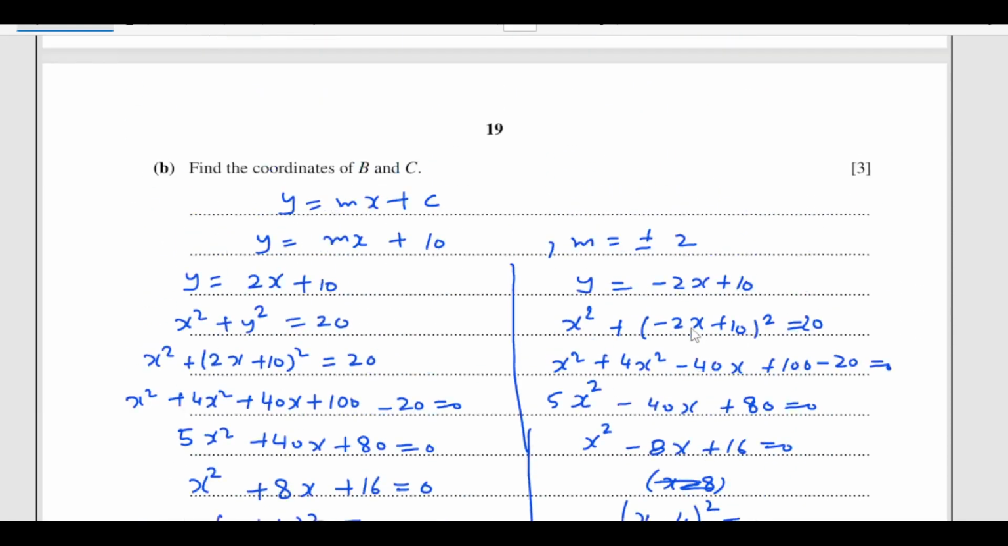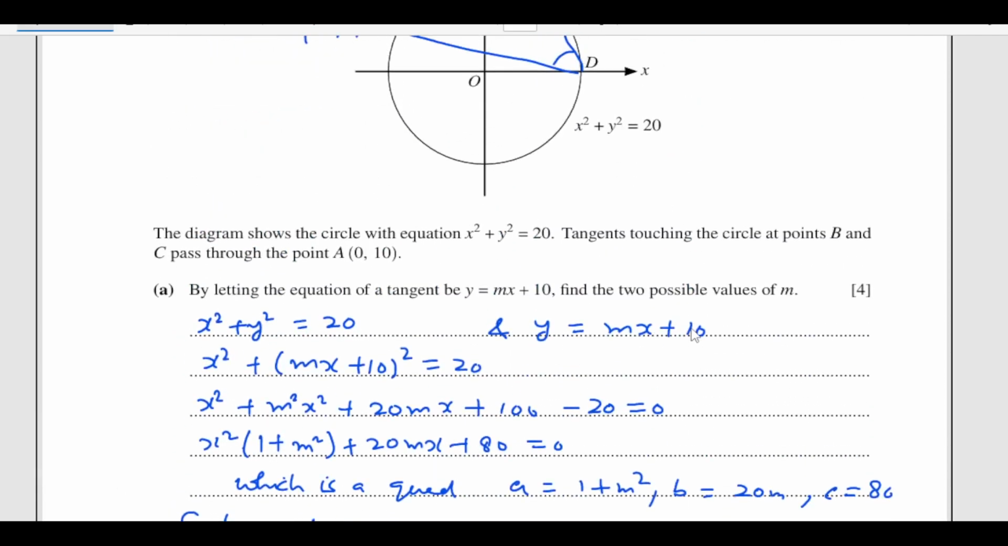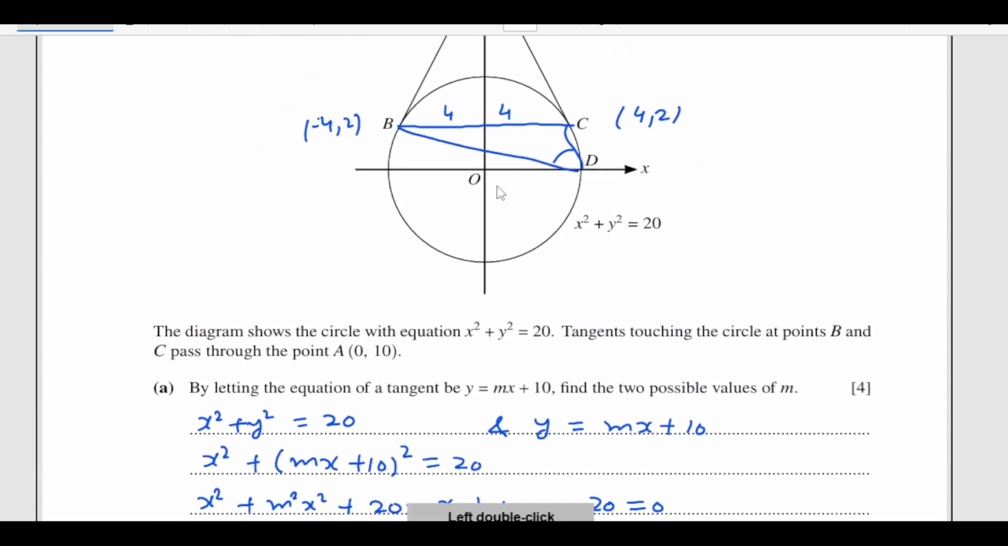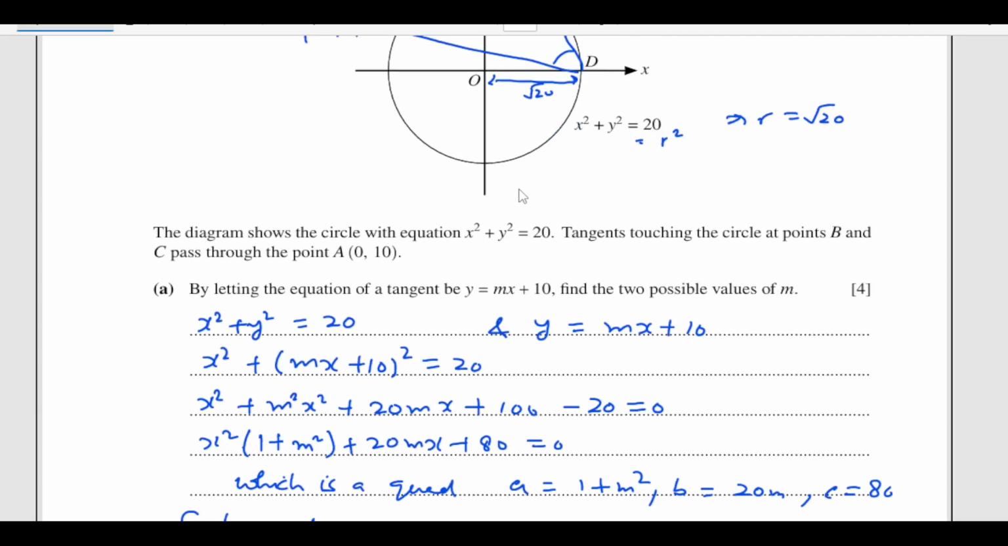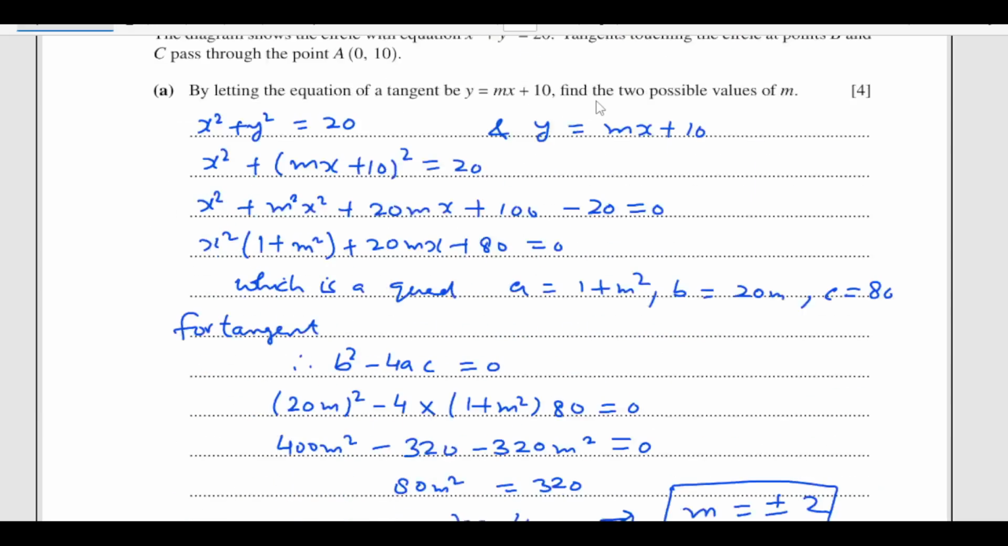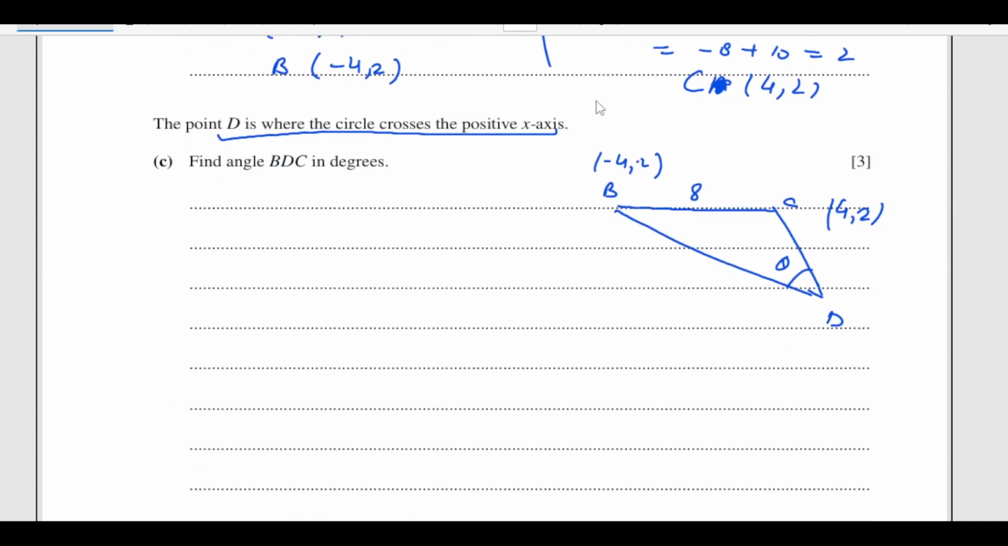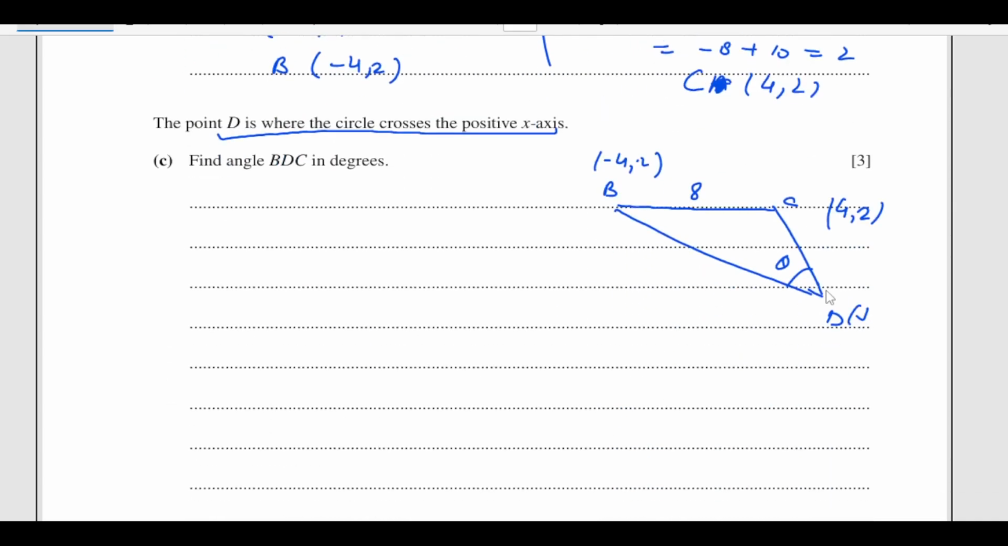Now point D. This is the radius, right? And the radius from here is equal to square root of r squared, so r is square root 20. So this length is square root 20. So D has x as square root 20 and y is 0 here, right? So D is (square root 20, 0), right?